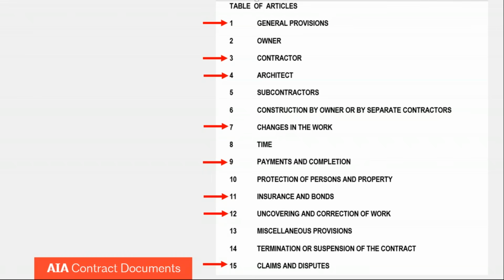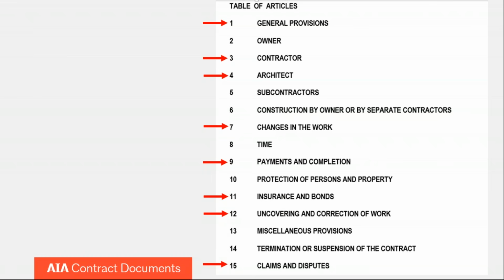Okay, so what we're looking at right here is a table of articles for the A201. 15 different articles, and you can see it's got obviously some very important things in there. And I've indicated with arrows the things that I am going to try to talk about during this presentation.